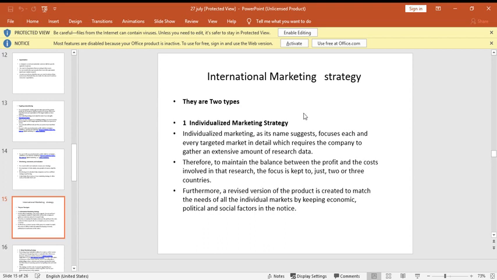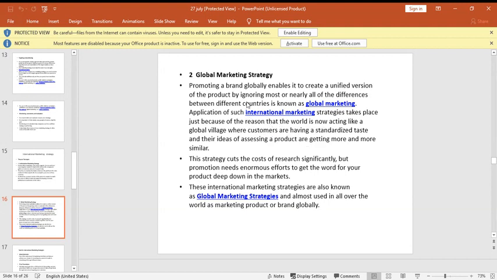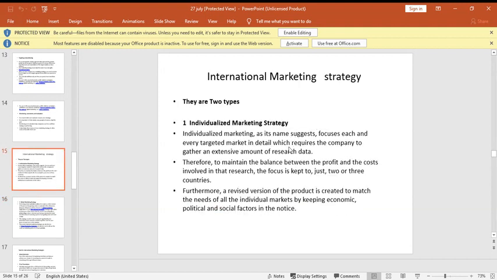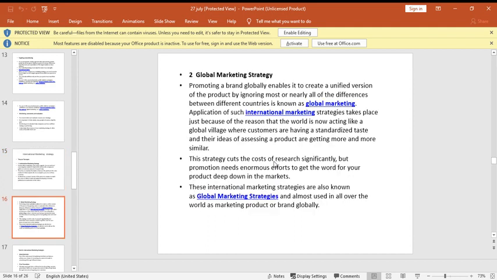Then international marketing strategy has two types: individualized marketing strategy and global marketing strategy. Individualized marketing strategy depends on our country only, and it focuses on each and every targeted market in detail, which requires a company to gather an exclusive amount of research data. Whereas global marketing strategy is used all over the world, that is, marketing a product or brand globally.